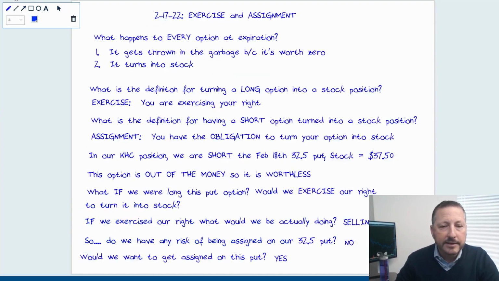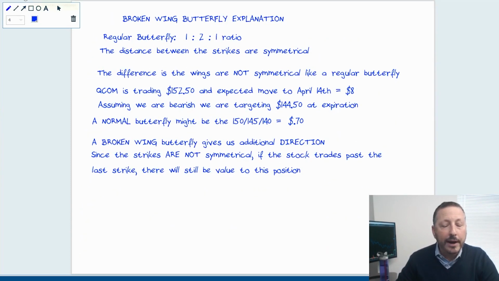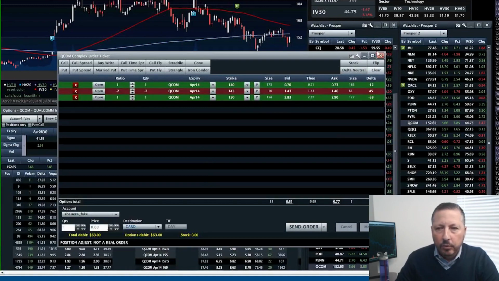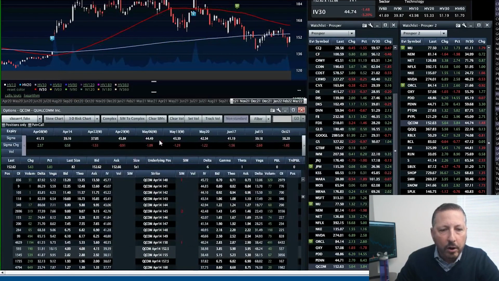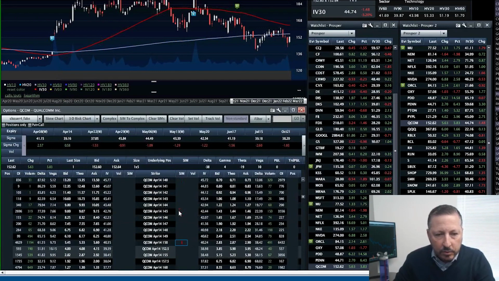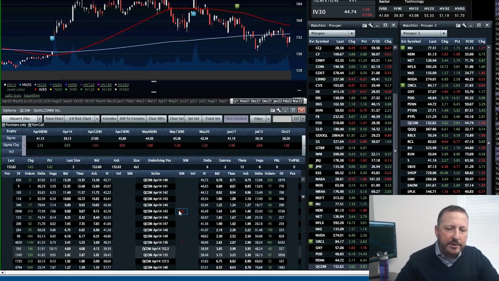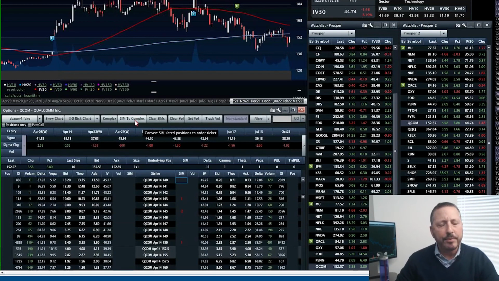Okay? But in the case of the broken wing butterfly, we might do something like this. Rather than the 150, 145, 140, we might do the 150, 145, so that's $5 wide, but then on the short side, maybe only do the 143. So what's going to happen if we tighten that up on the short side there?